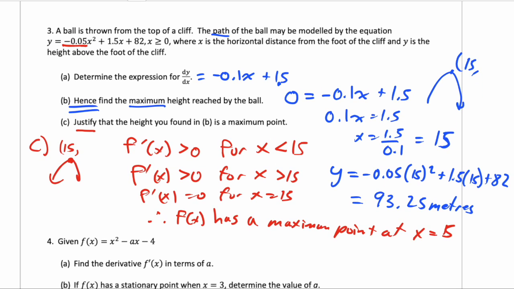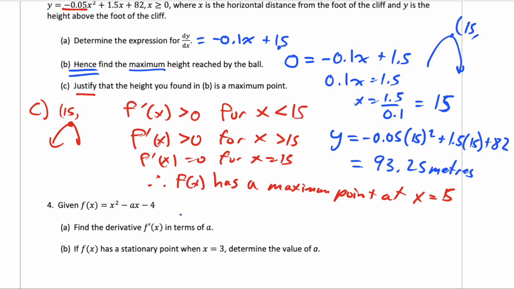Okay, one more example. Find the derivative in terms of a. a is just a constant like 2 or 3. We just don't know what it is. So we can find the derivative like normally. The derivative of x squared is 2x. And a constant times x is just that constant.